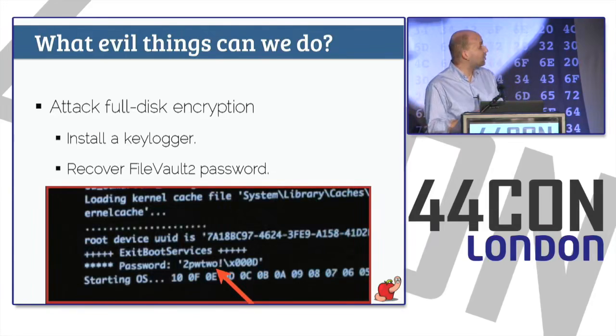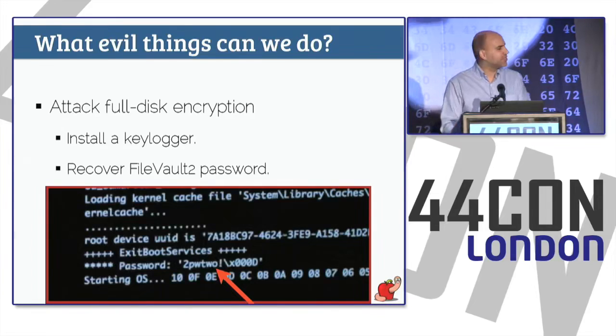Attacking full disk encryption. At least on Macs, the FileVault password is available on boot. So what you can do, you install a keylogger on EFI. When the machine boots, you are capturing those keys, and you can recover the FileVault password. Because if you have full disk encryption, you cannot attack the file system before it's decrypted. But with this, it's easy. This is an image from the Thunderstrike presentation from CCC last year.